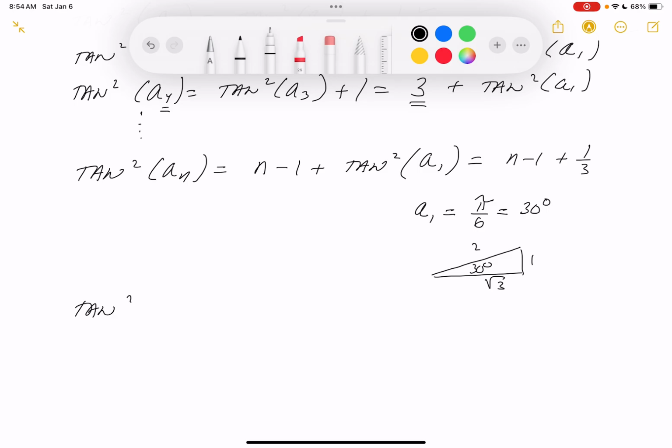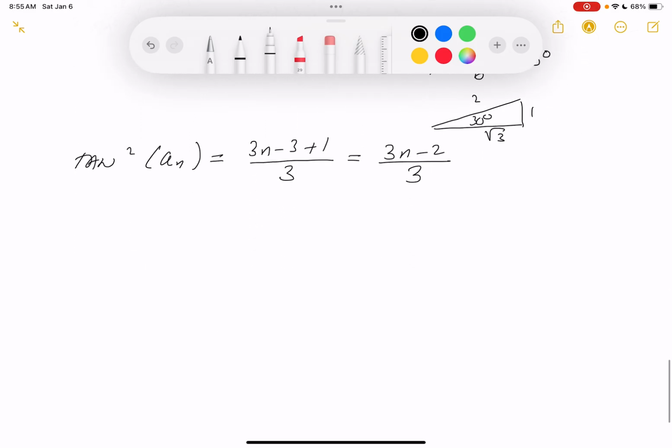Tangent squared a_n is equal to, and I'm getting a simpler expression, by the way. You come down with 3, and you get 3n minus 3 plus 1, which is going to give me (3n minus 2) over 3. All right, so I got something simpler now. At least I know what the tangent squared is. And by the way, if I know tangent squared, I probably could figure out secant squared at this point. But the deal is about this. I didn't ask that.